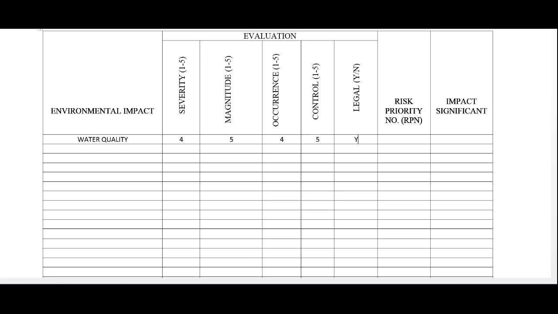Therefore, the RPN can be obtained by multiplying all the numbers together, 4 times 5 times 4 times 5. And since it is legal, 25 points is added, which results in 425. So the impact significance of usage of water for cleaning purposes is classified as high. The other environmental aspects are filled in both tables accordingly.